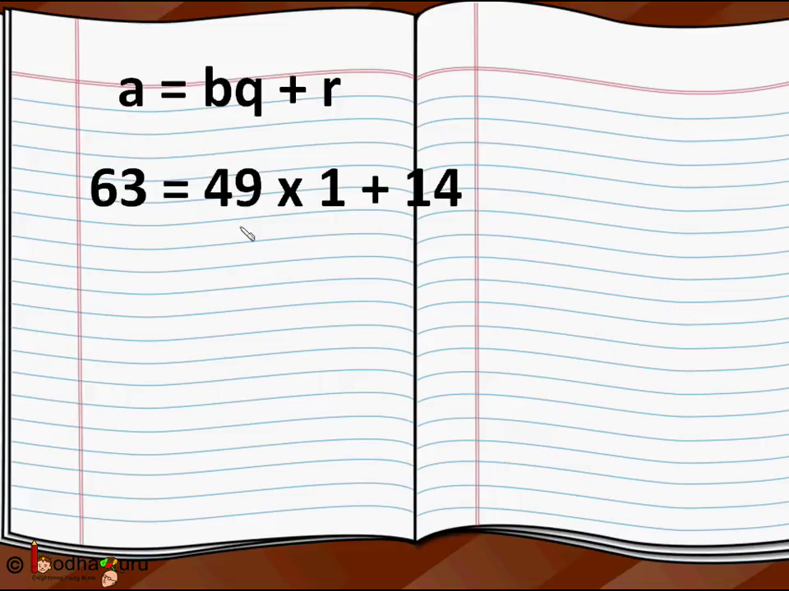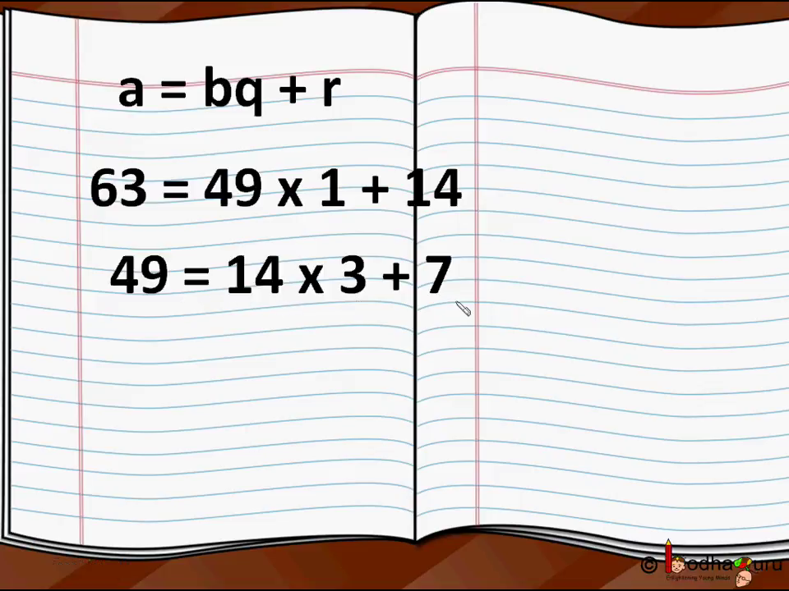Now, in the next step, we take divisor 49 and the remainder 14. We will again put them in Euclid's division lemma. Now 49 becomes the dividend and 14 becomes the divisor. So we'll do 49 divided by 14. We will get 49 is equal to 14 into 3 plus 7. That is, 49 divided by 14 gives 3 as the quotient and 7 as the remainder.